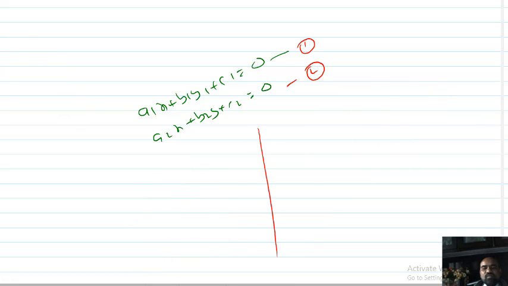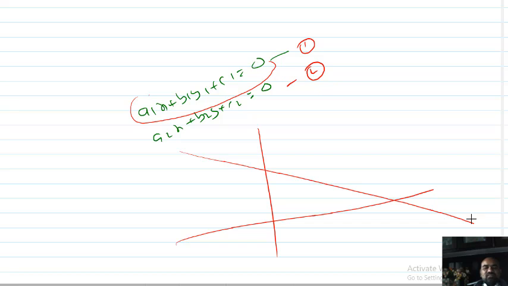Take a coordinate plane, draw the graph of a1x plus b1y plus c1 equal to 0. Okay, so it will give a straight line. So draw the graph of another linear equation, it also gives another straight line. If you get two distinct straight lines, you can say that there is only one common solution.